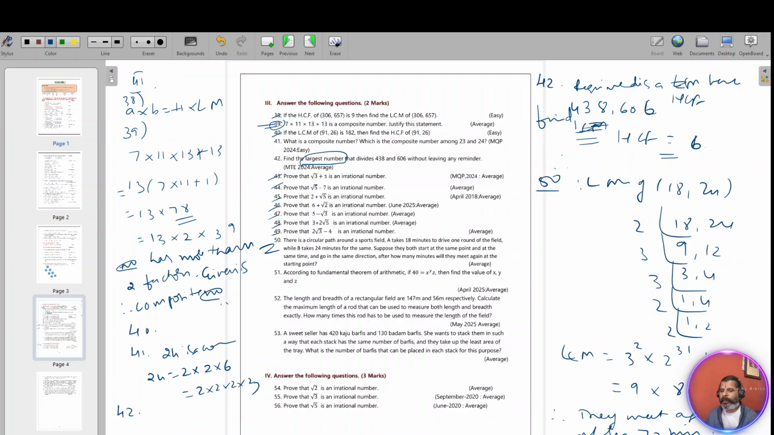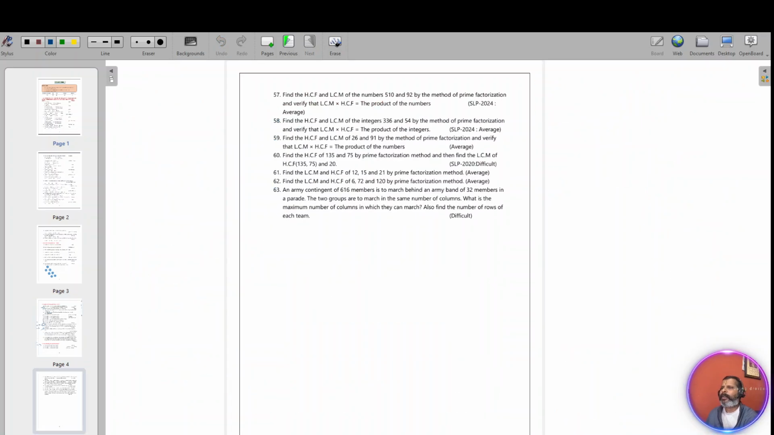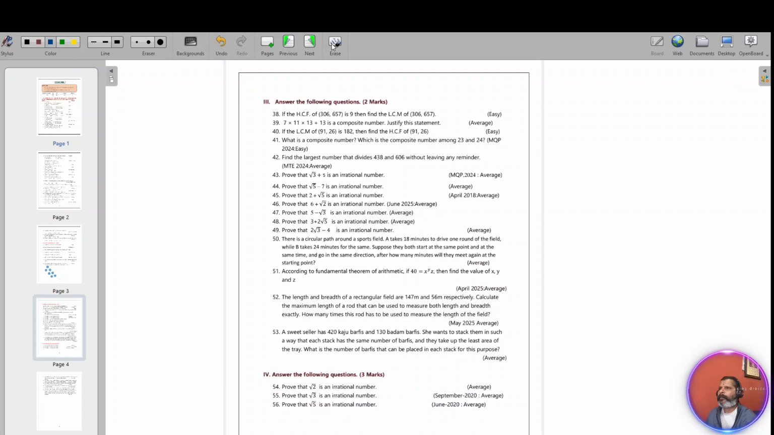Let's move. According to the fundamental theorem of arithmetic, this also we have seen in 1 mark questions and 2 marks questions also. Just express 40 as primes and find x, y, z. Okay, this is also important only. So I'll solve that. 51, right? 40 is 2 tens, 2 5s are 10, so 2 cube into 5, 40 is. So 40 they have given as x to the power y into z.